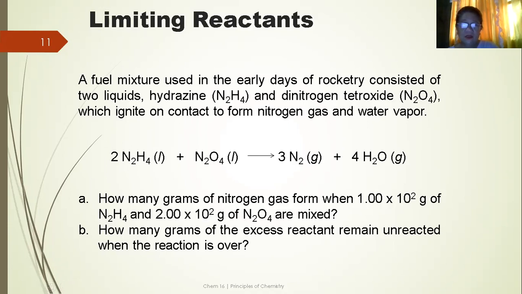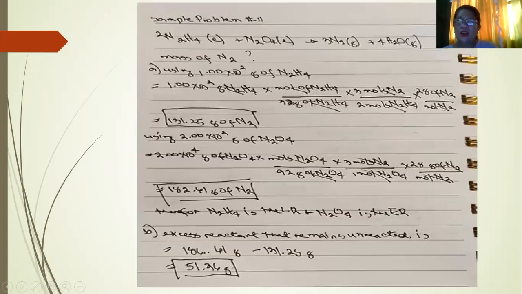Dinitrogen tetraoxide. This is tetra or hydrazine. This is dinitrogen tetrahydride or hydrazine. Then in B, how much is the excess remaining unreacted? Okay. So let us solve it here. The mass of the nitrogen gas. Using first our hydrazine.